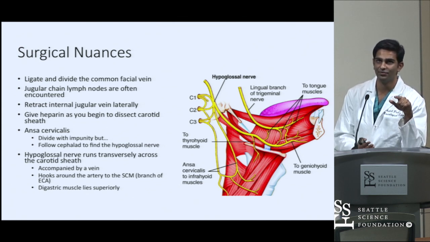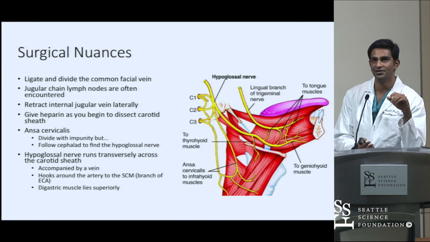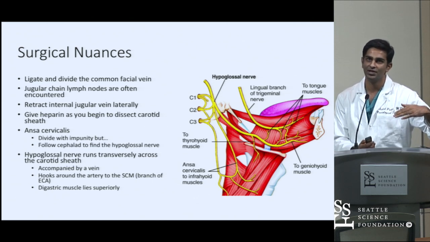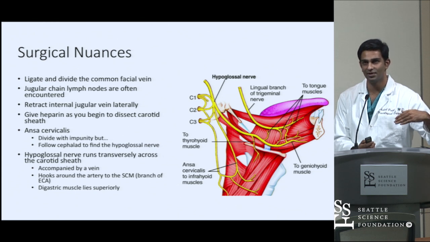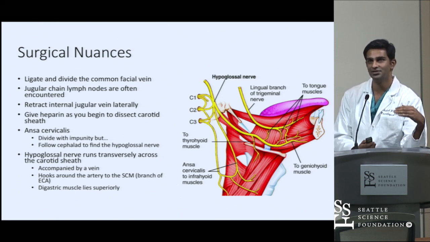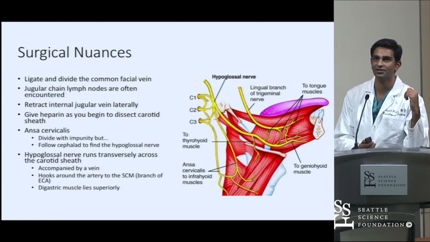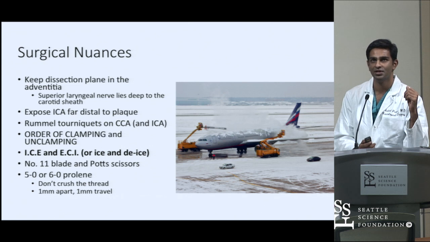The hypoglossal nerve itself has a few anatomic nuances. It's invariably accompanied by a vein, which you can bipolar. There's an artery called the artery to the sternocleidomastoid, which runs with this nerve, and the digastric muscle's pretty close to this nerve as well. So it's pretty easy to see. It's often useful to find the hypoglossal nerve so that you can release it and get more proximal on the carotid artery. The key is to get as proximal as you can on the carotid artery, because you want to get proximal to the plaque before you put your initial clamps down.